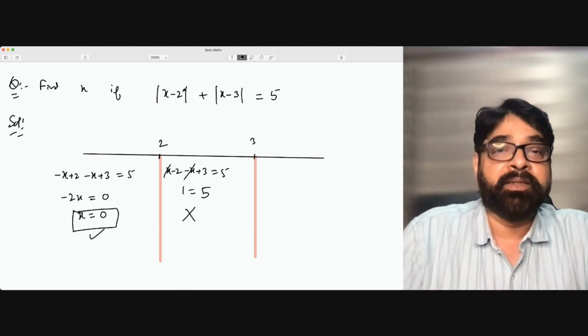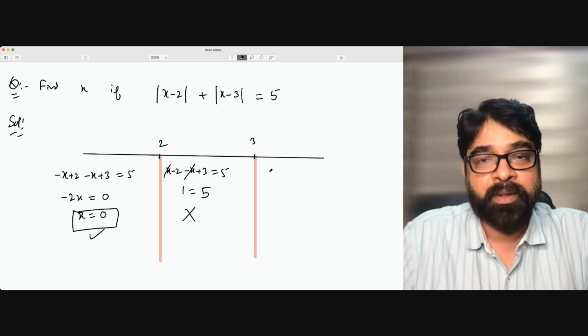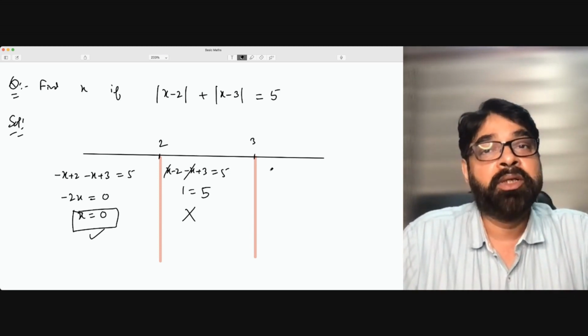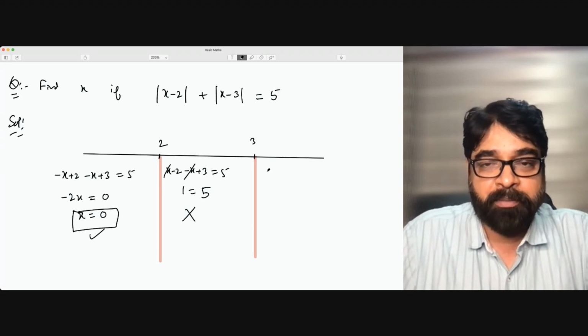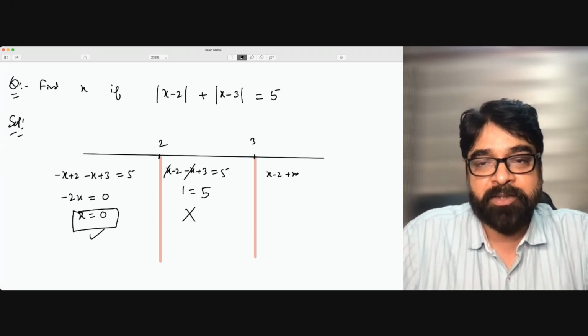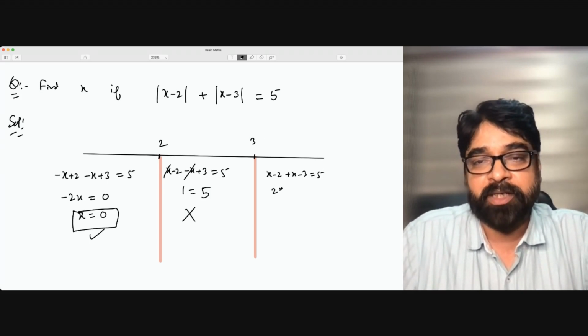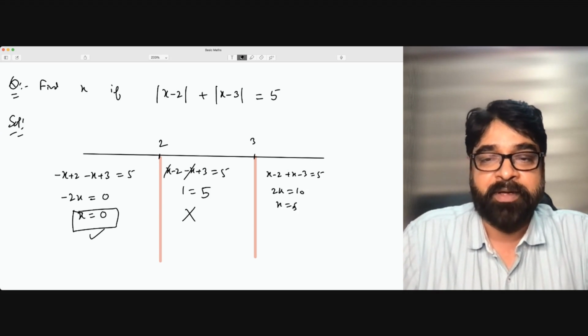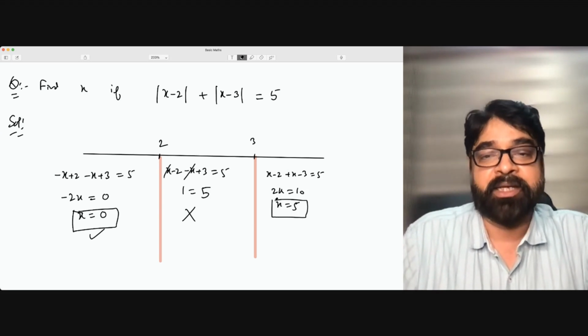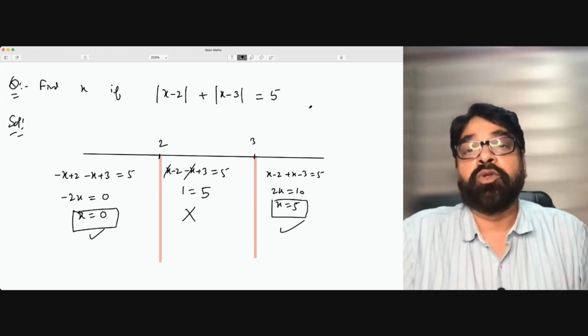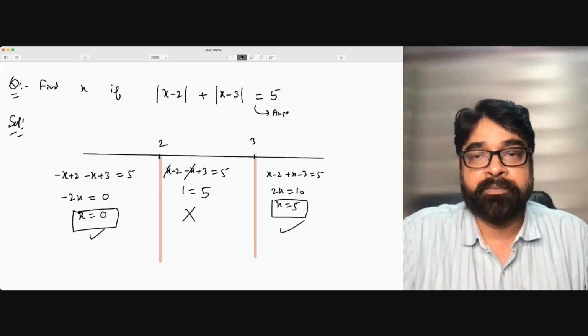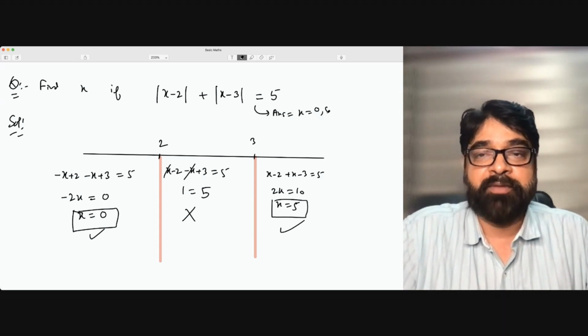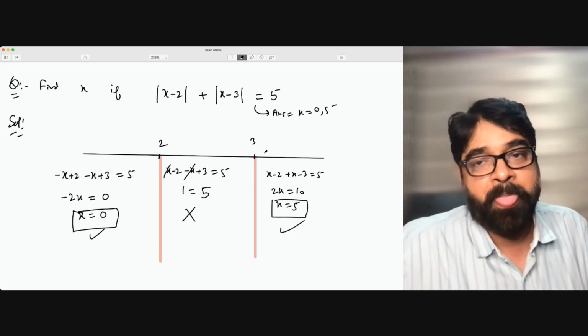After 3, this will be positive. This will also be positive. Yes or no? So this will become x minus 2 plus x minus 3 equal to 5. We will say 2x equal to 10, x equal to 5. Is x equal to 5 here? Yes, it's here. So this is also an accepted answer. So the answer for this question is x equal to 0, 5. Means either 0 or 5.